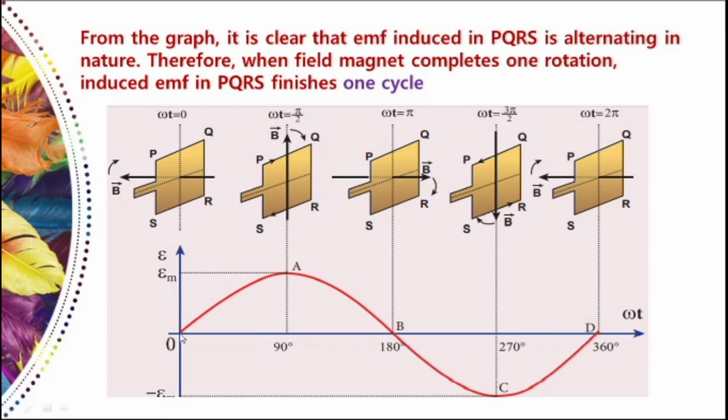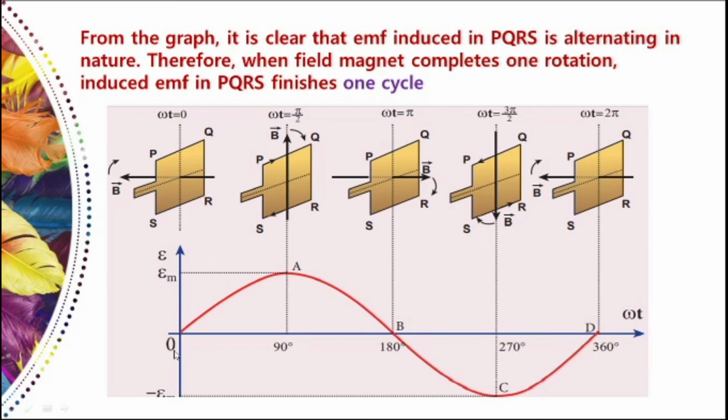epsilon is 0. And when it starts to rotate, when it reaches omega t pi by 2, it is maximum along the positive direction when the angle is 90 degree. On further rotation, it reaches 180, again it is 0. So this is represented by point P, where omega t is equal to pi. On further rotation, it describes an angle of 270 degree, 3 pi by 2. So its value is negative maximum, represented by point C. Again, when it completes one full rotation, 360 degree, the induced EMF is 0.